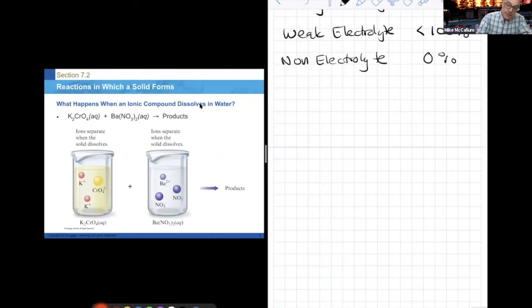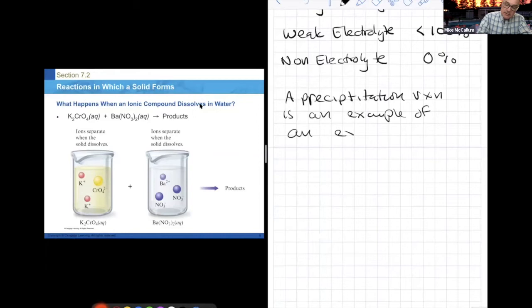So as I mentioned before, a precipitation reaction is an example of an exchange reaction.